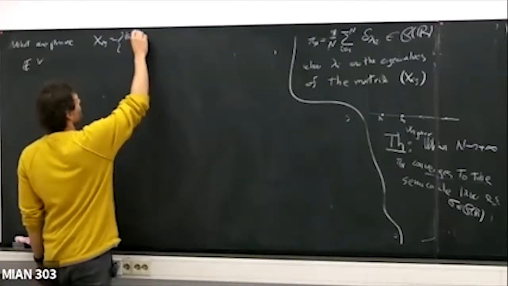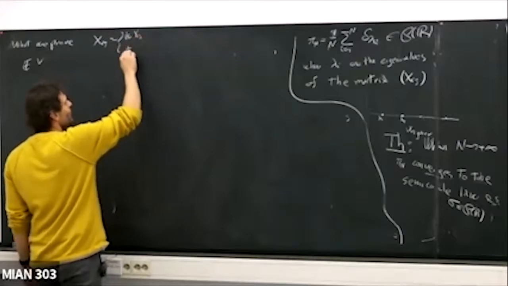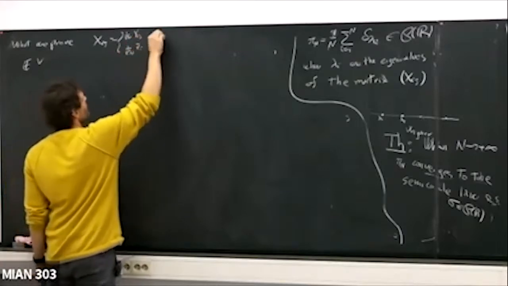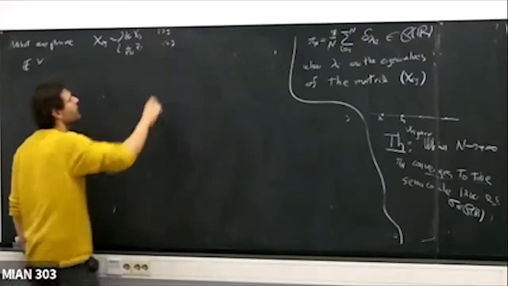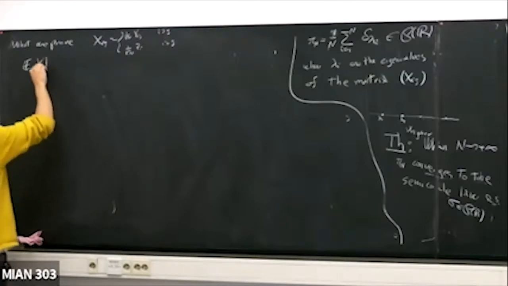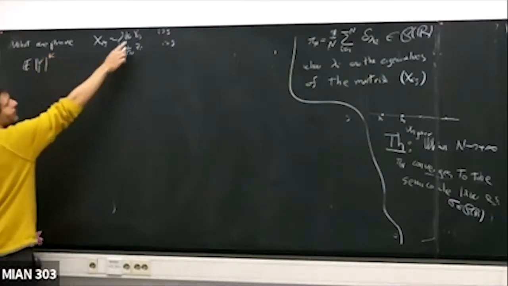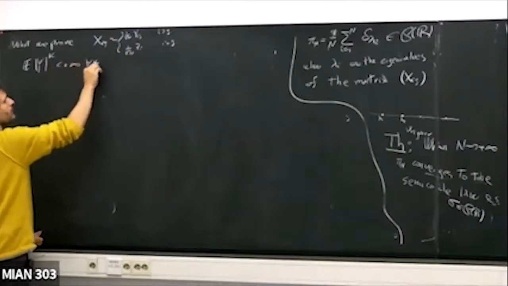So 1 over square root of n times some yij, and these y all have the same distribution, and 1 over square root of n times zi. This was for i bigger than j, and this was for i equal to j. So we will assume that these random variables all have the same law of some y and some z, and we will assume that all these moments are finite.